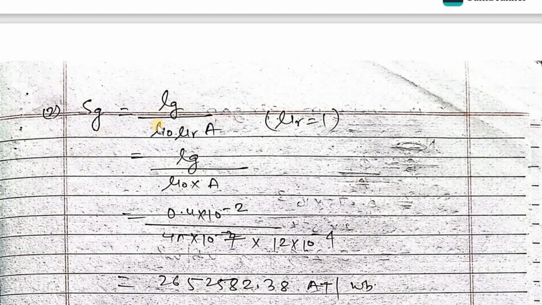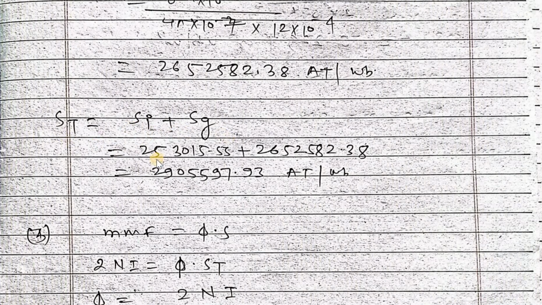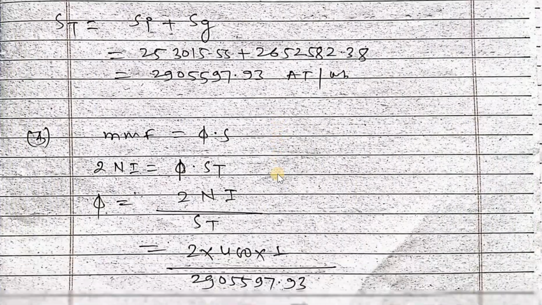Next, the reluctance of air gap is Lg upon mu naught mu r A, with mu r equal to 1 for air gap. In the air gap, the relative permeability equals 1. So put all these values and you can get the reluctance of air gap. Total reluctance equals Si plus Sg. Adding Si plus Sg, we can get the total reluctance.